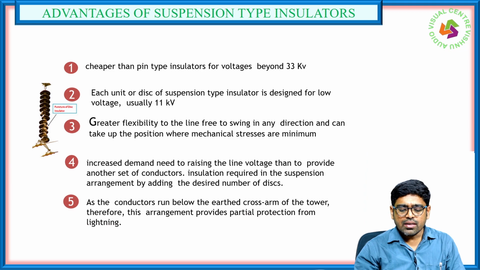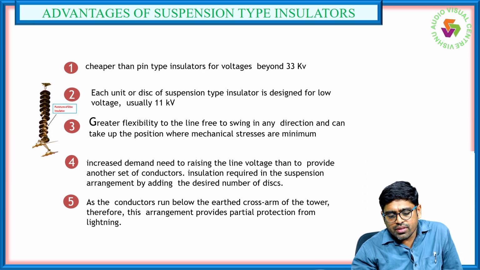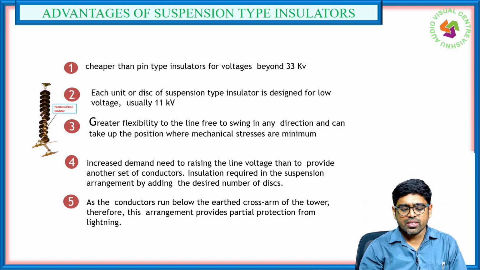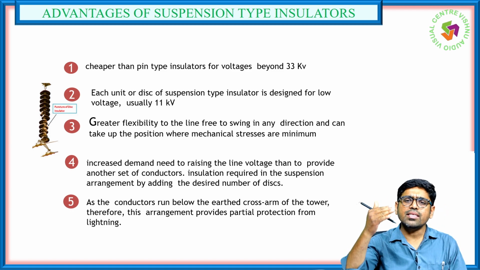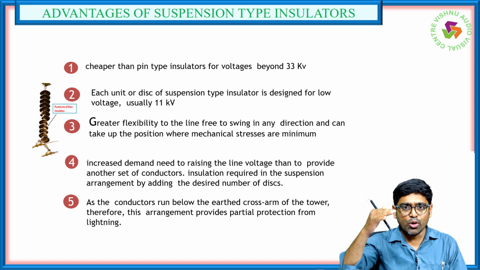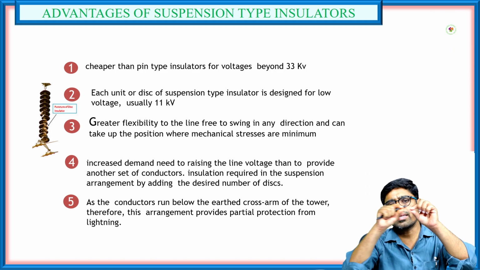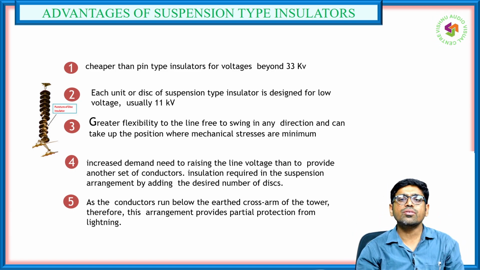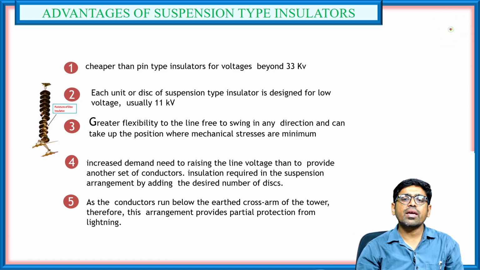And as the conductor runs below the earthed cross arms of this tower, this arrangement provides partial protection from lightning. So this conductor is provided below that earth conductor. The earth conductor is at the top, and on the downside of that, this suspension insulator will be there, so that we can protect from the lightning.